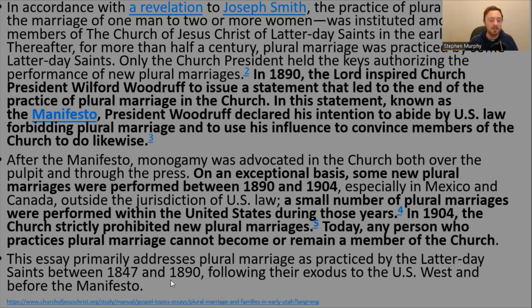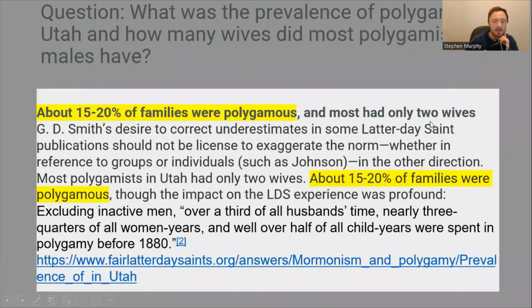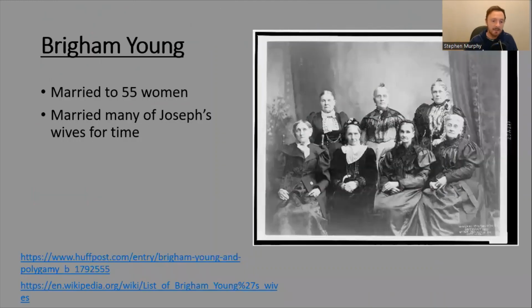But let's move on. So here's a question: what was the prevalence of polygamy in Utah, and how many wives did most polygamous males have? So FairLatter-daySaints says that around 15 to 20% of families were polygamous, and over a third of all husbands, nearly 3/4 of all women, and over half of all children were spent in polygamy before 1880.